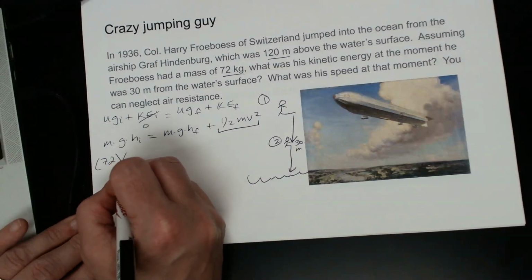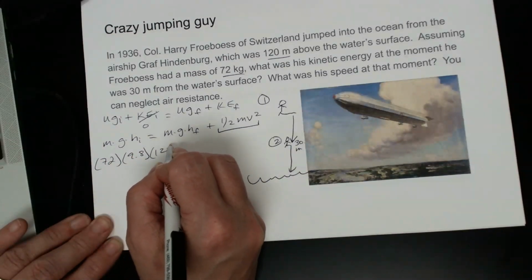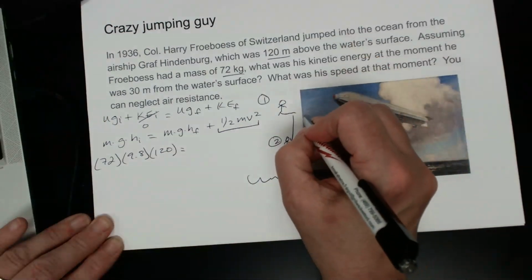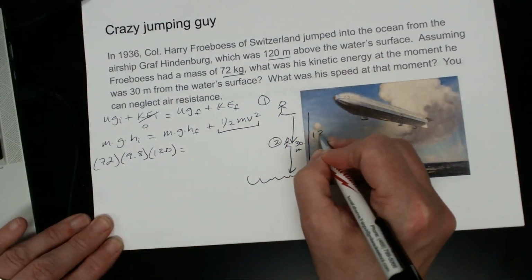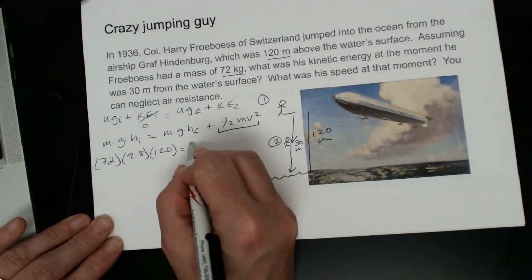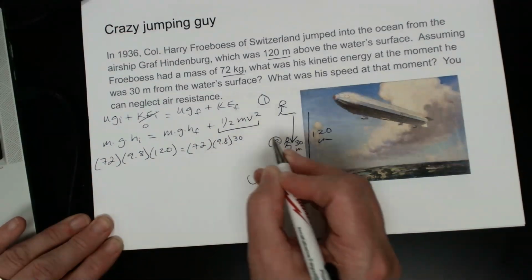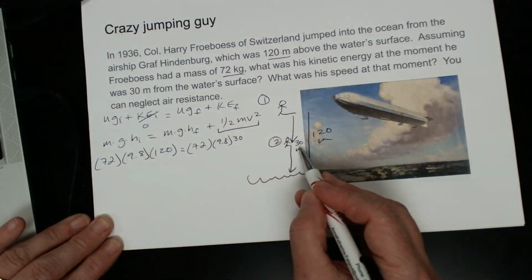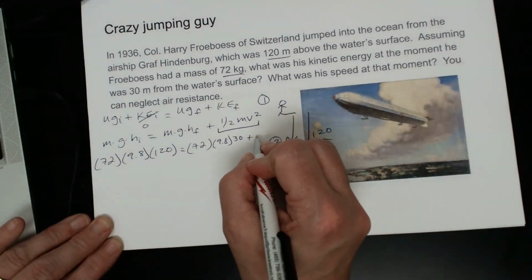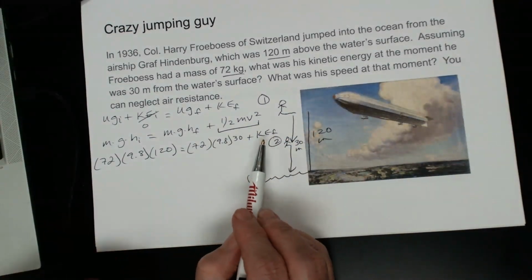All right. So we're going to do 72 times 9.8 times 120. That's his initial height above the water. Okay. Equals 72 times 9.8 times 30. That's the point that we're concerned about, 30 meters, plus his KE final. We're just solving for that value first.